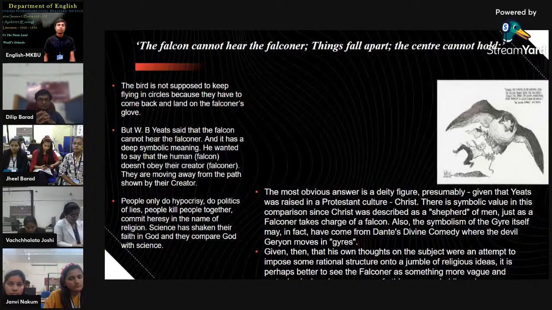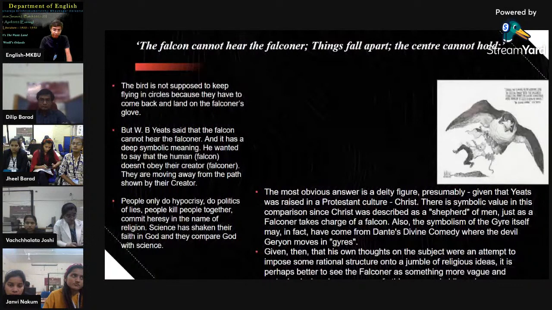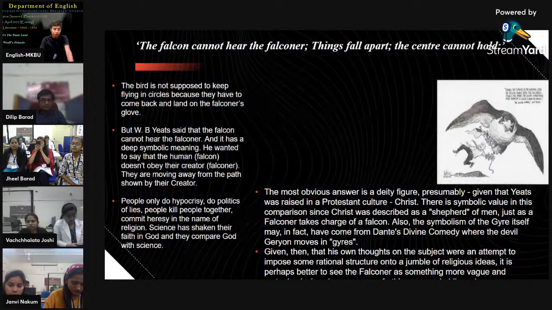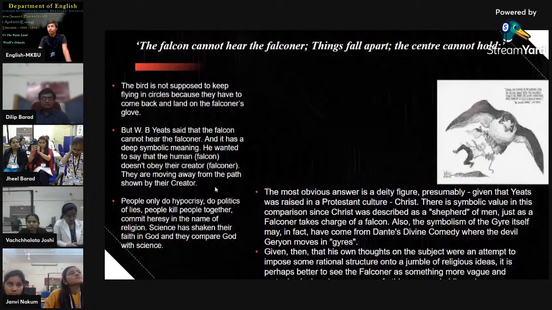So it is there, and here Yeats describes that the bird is not supposed to keep flying in circles because they have to come back and land on the falconer's blow. So here falcon means the humanity, and falconer is the god. Here most probably Jesus Christ is there.